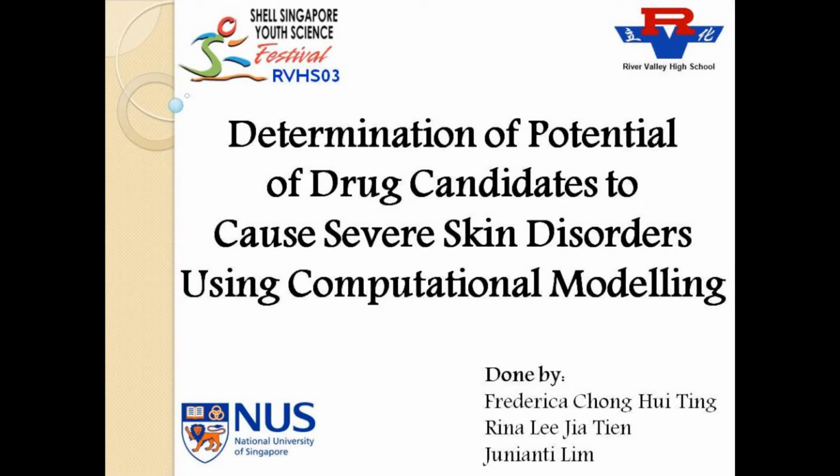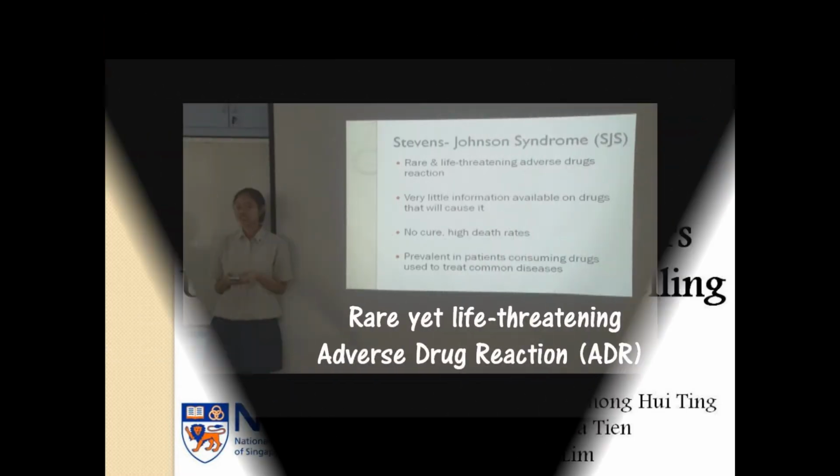The title of our project is Determination of Potential of Drug Candidates to Cause Severe Skin Disorder Using Computational Modeling. We will be referring to Stevens-Johnson syndrome as SJS for simplicity's sake. Now we will be presenting the background information of SJS.